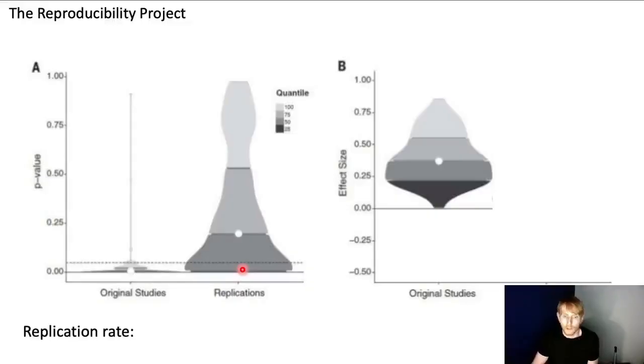Now, what you'll be learning in statistics at some point is that just because something's significant doesn't mean the effect size is large, and I'll be talking about effect size a little bit later on next week.